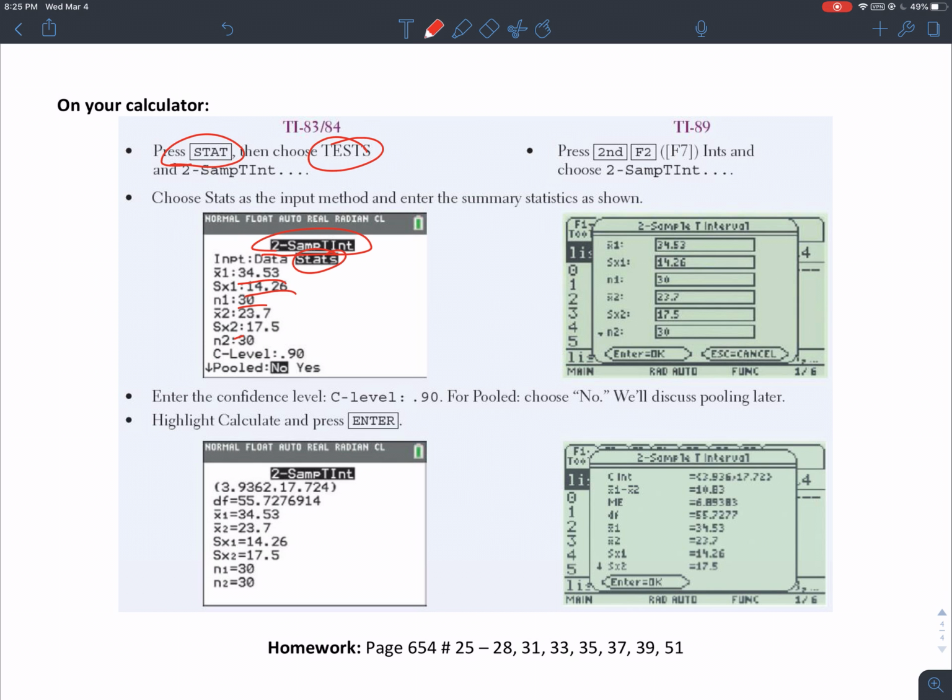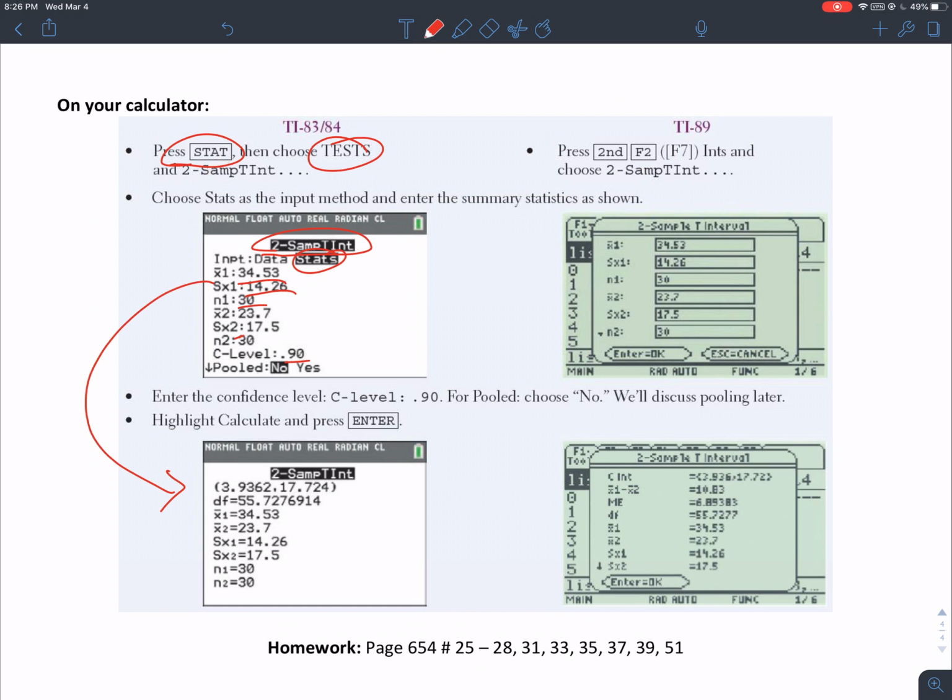Okay, and when it says pooled, just say no. We'll talk about pooling later, but just say no for now. Now, this is confusing because we had a pooled proportion or a combined proportion for a hypothesis test for a difference in proportions. That's different here. Okay, we're doing means here, so this is a different thing. So this is no. We'll talk about this later, why we say no here. Okay, so just say no, and then use your confidence level 90%, and then you get this.